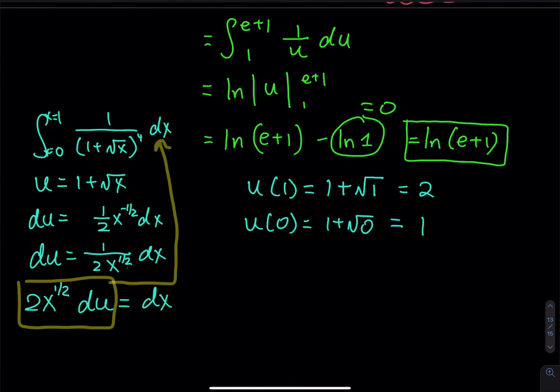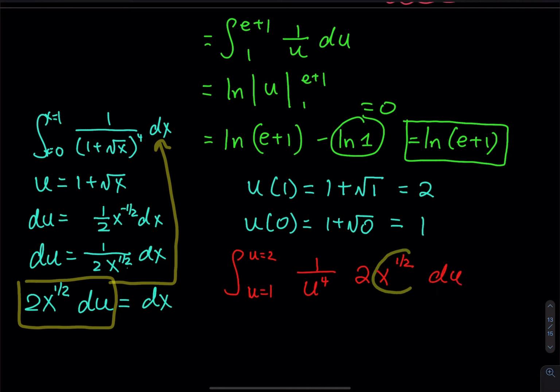But the thing is, look, I should just do this in red. You have the integral from 1 to 2, right? I should say u equals 1 to u equals 2. You have 1 divided by u to the 4th power. And then you do the change of variable. You have 2 times x^(1/2) and then du. But the problem is there is no way to get rid of this. No way.